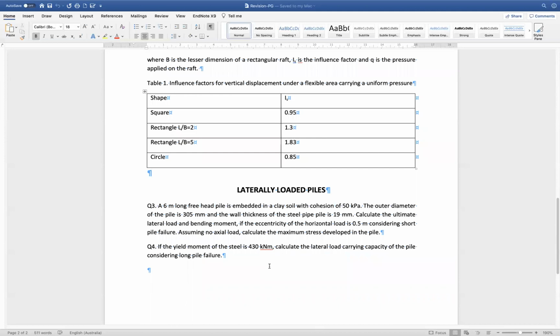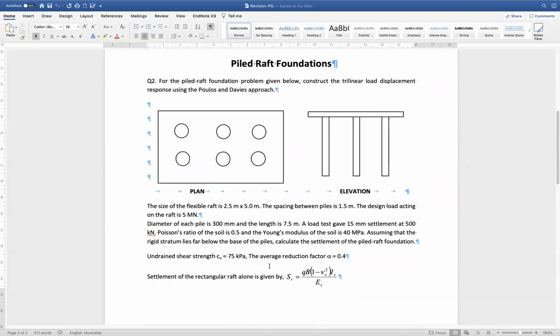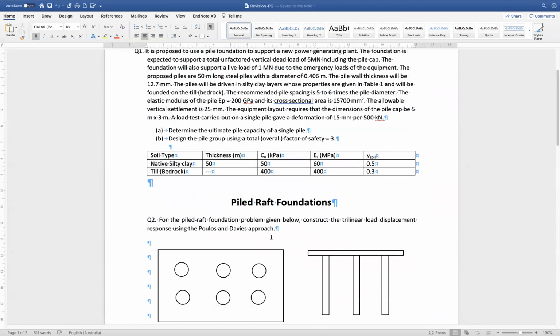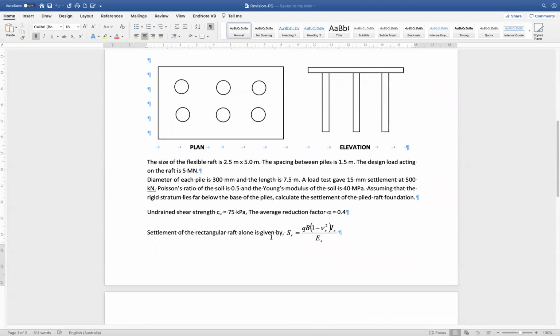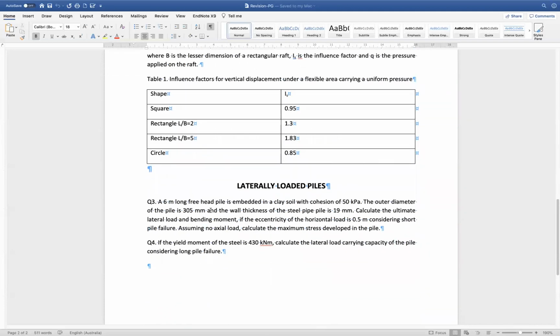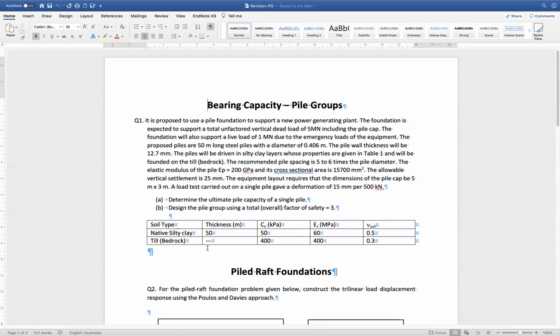We have already done these questions in the previous tutorials. For example, the first one we have done in tutorial number 4, and question number 2 we have done in tutorial number 5. And questions 3 and 4 we have done in the last two tutorials, 6 and 7. So we're gonna start with the first question.